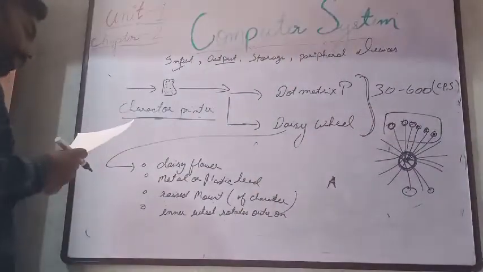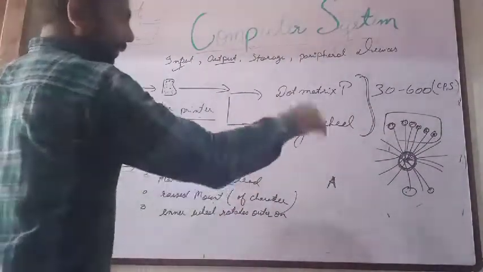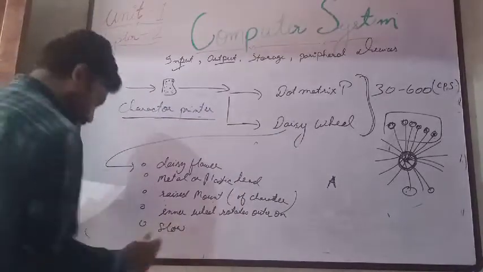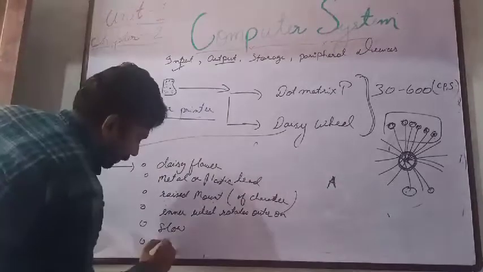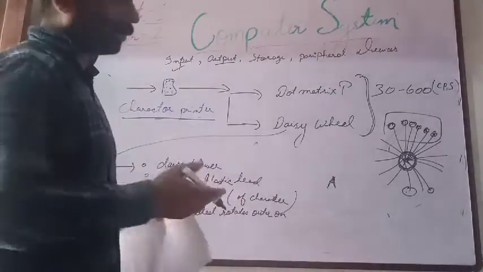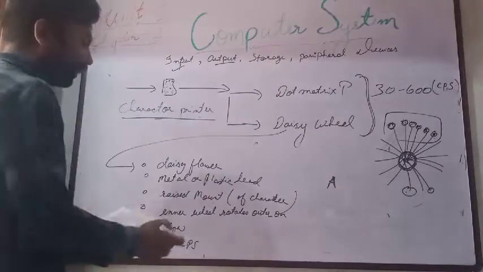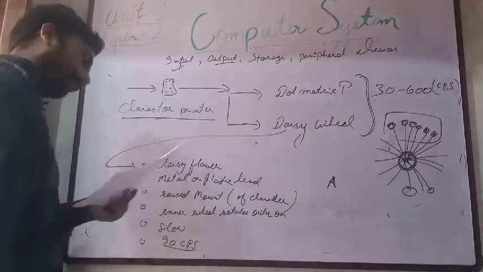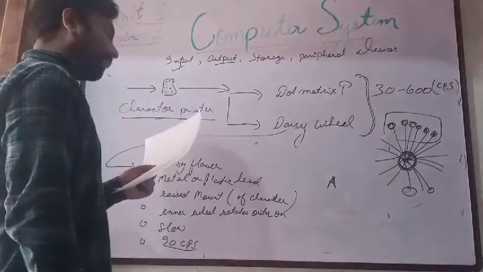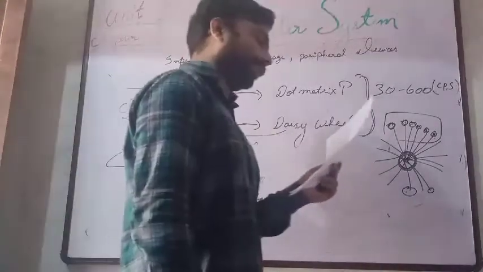Understood? Now the next point: very slow. It is very much slower, comparatively slow. Speed is 90 CPS. The speed is slower compared to that one printer, 90 CPS. Okay, fixed character. The size of the font is fixed and cleared by changing.